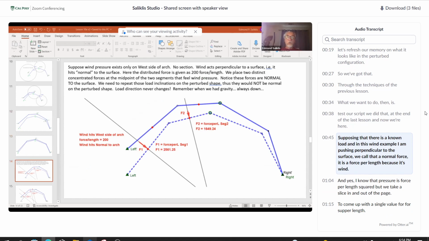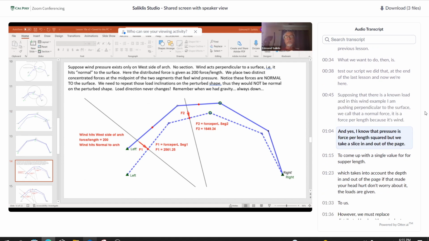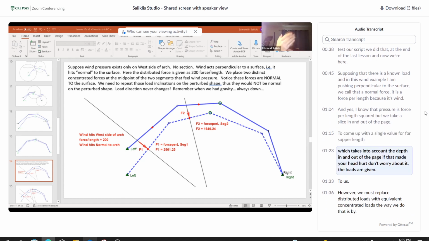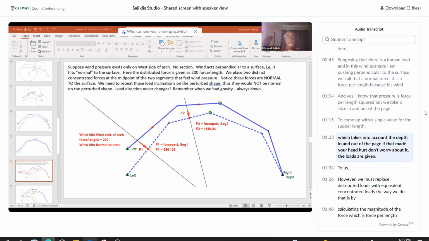Supposing that there is a known load, and in this wind example, I am pushing perpendicular to the surface. We call that a normal force. It is a force per length because it's wind. And yes, I know that pressure is force per length squared, but we take a slice in and out of the page to come up with a single value for force per length, which takes into account the depth in and out of the page. If that made your head hurt, don't worry about it. The loads are given to us.